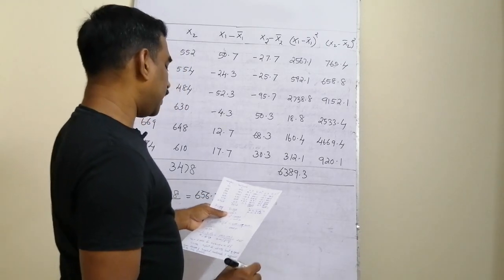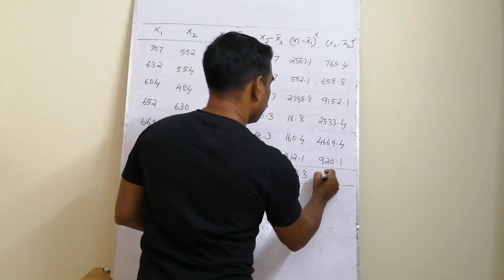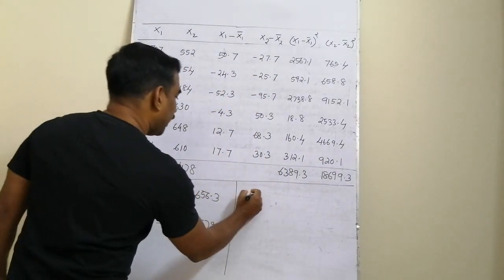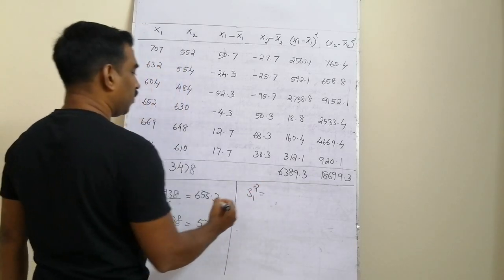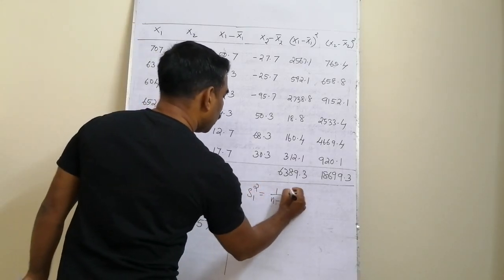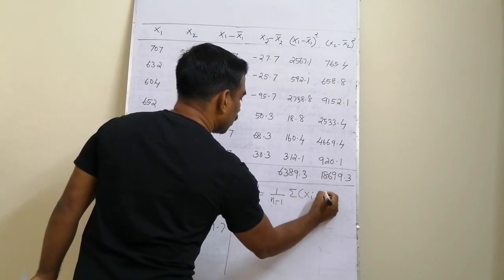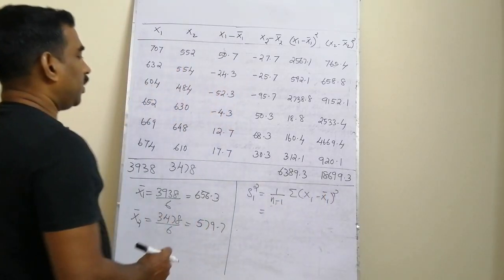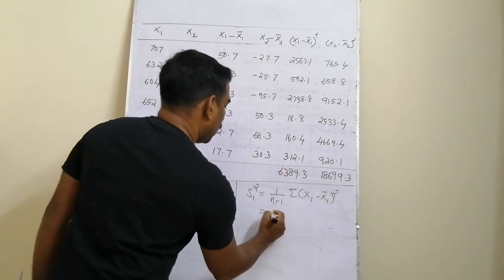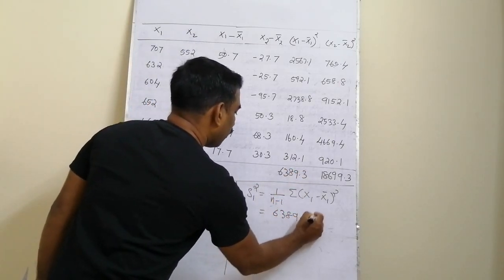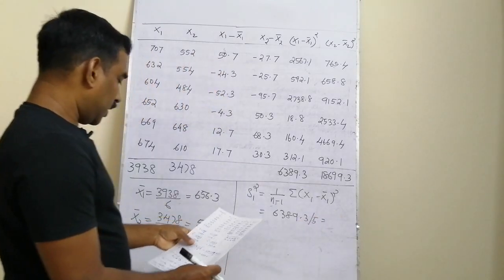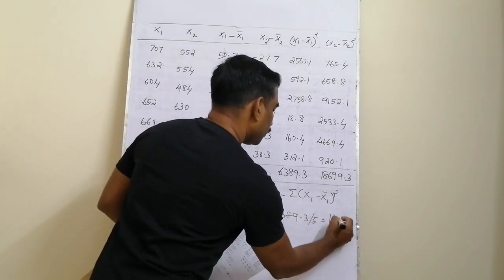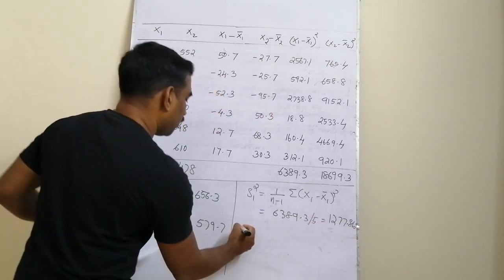So this column sum, and the last column sum 18699.3, from which we can compute the sample variance for the first data, that is s1 square, using the formula 1 by n1 minus 1 into sigma x1 minus x1 bar the whole square. That means we are dividing 6389.3 by 5. So we get the first sample variance as 1277.86.